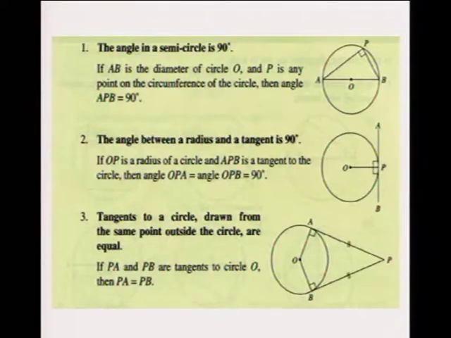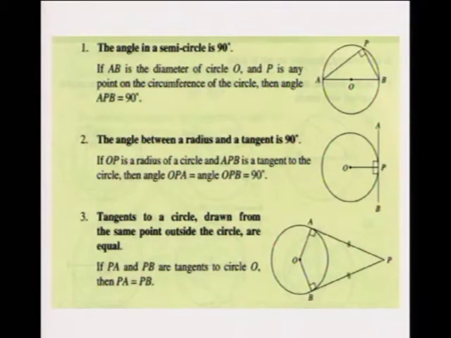Number 2, the angle between a radius and the tangent is 90 degrees, as you can see there in the diagram. O is the center, and then line AB forming 2 angles of 90 degrees.